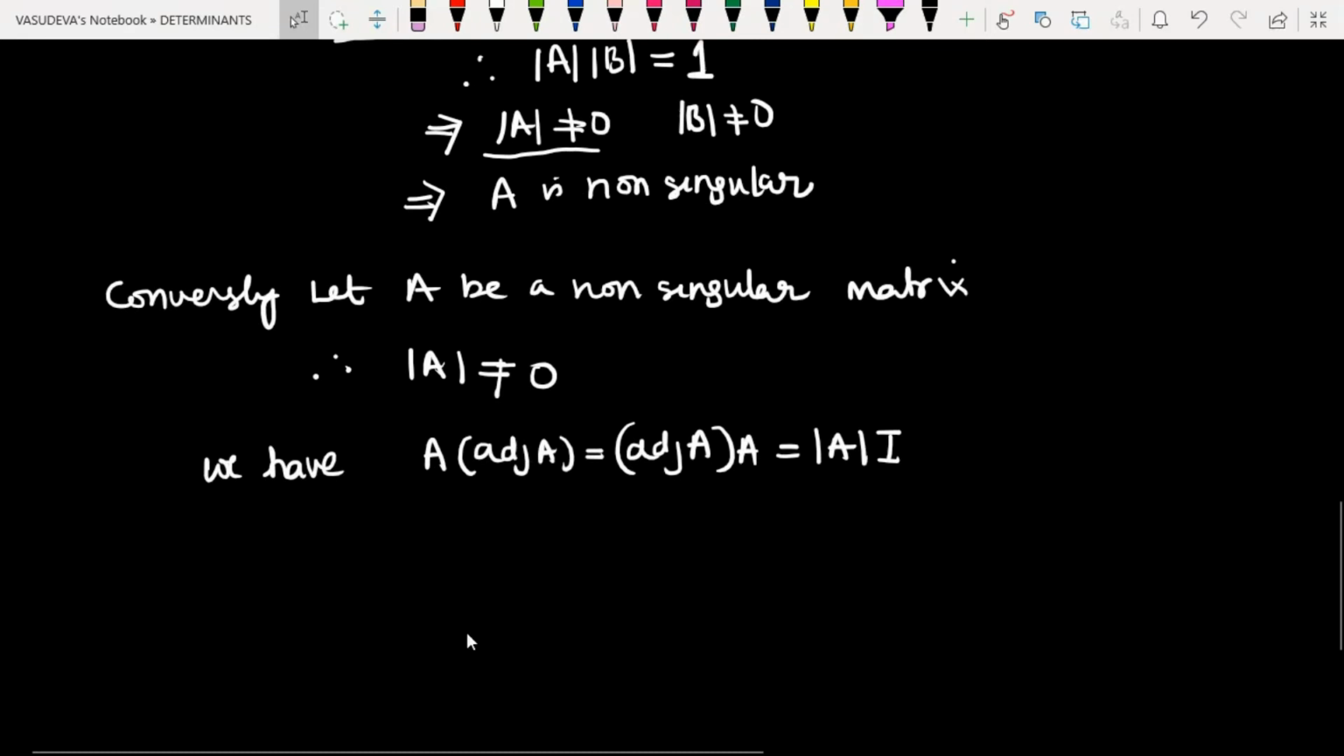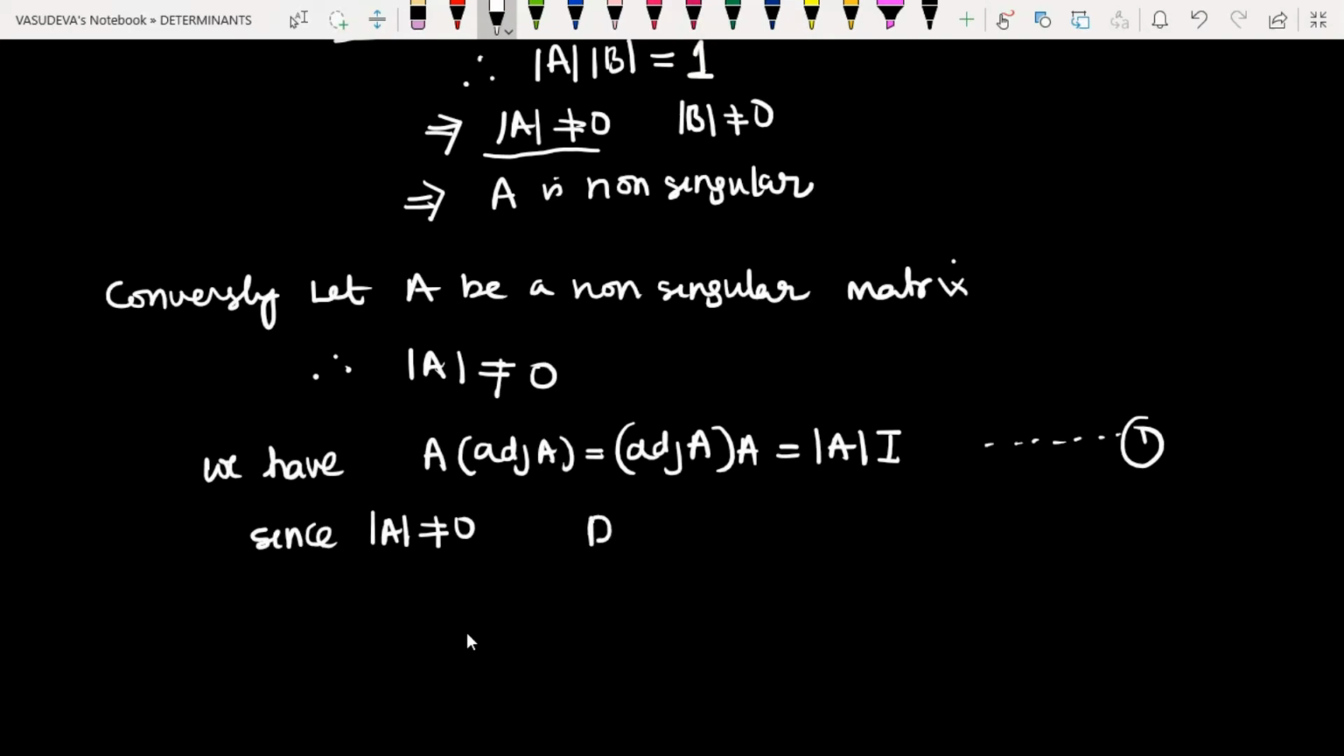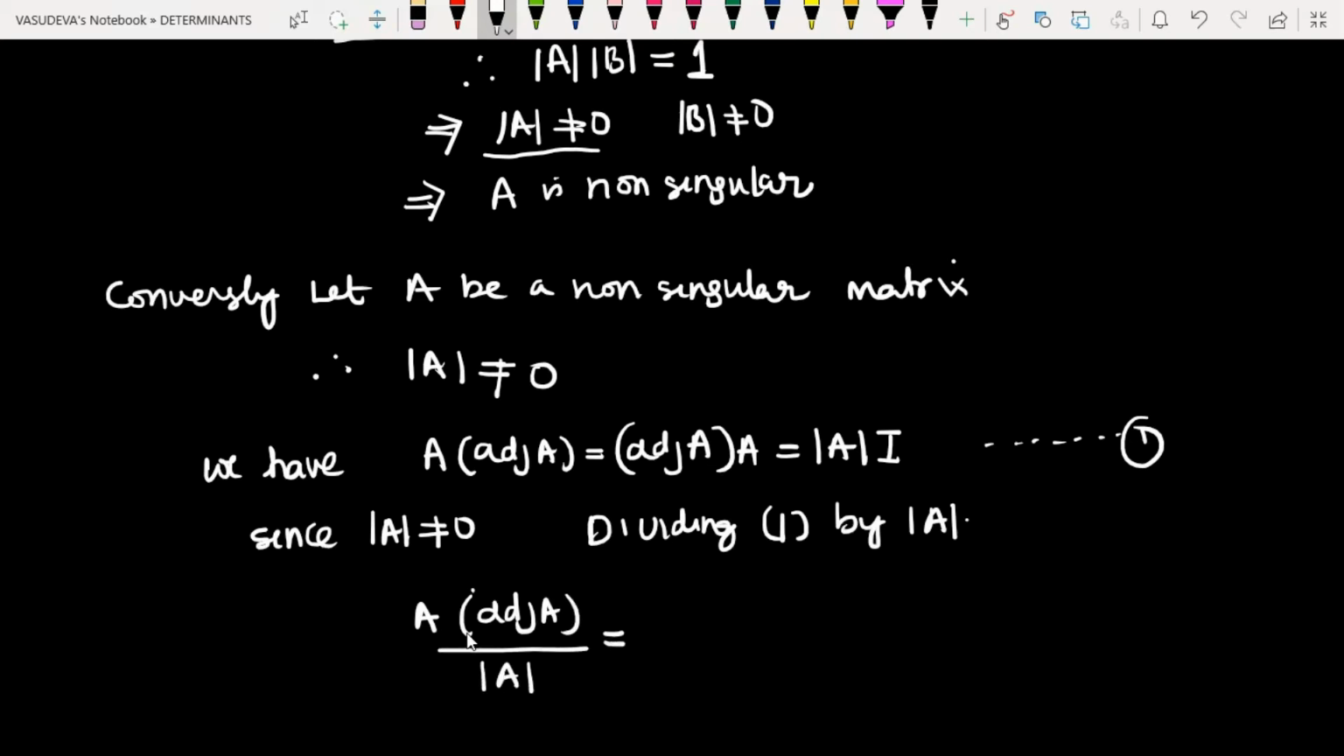So now, since determinant of A is not equal to 0, we can divide this result by determinant of A. So we have A into adjoint of A divided by determinant of A is equal to adjoint of A into A divided by determinant of A, which is equal to, when you divide determinant of A into I by determinant of A, I.